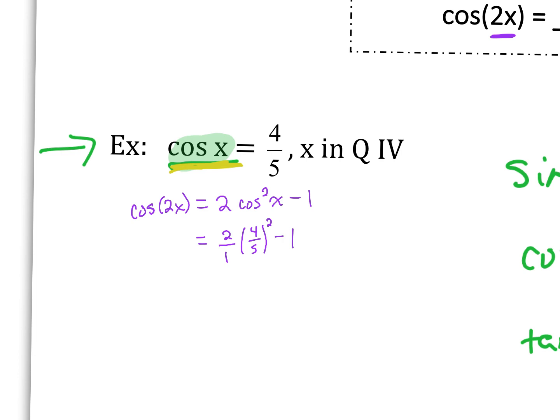So we plug in that 4/5. We've got to square that. So 4 squared is 16. 16 times 2 is 32. 5 squared is 25.